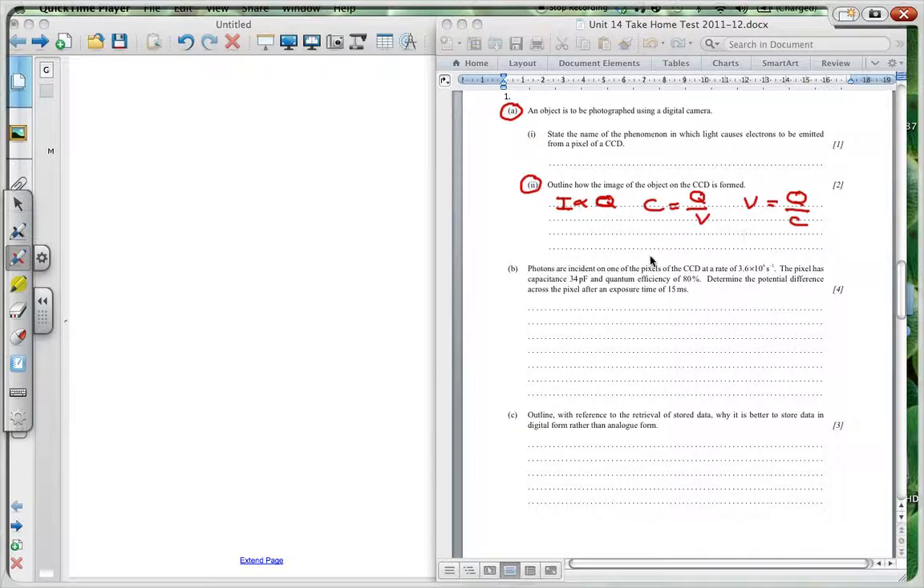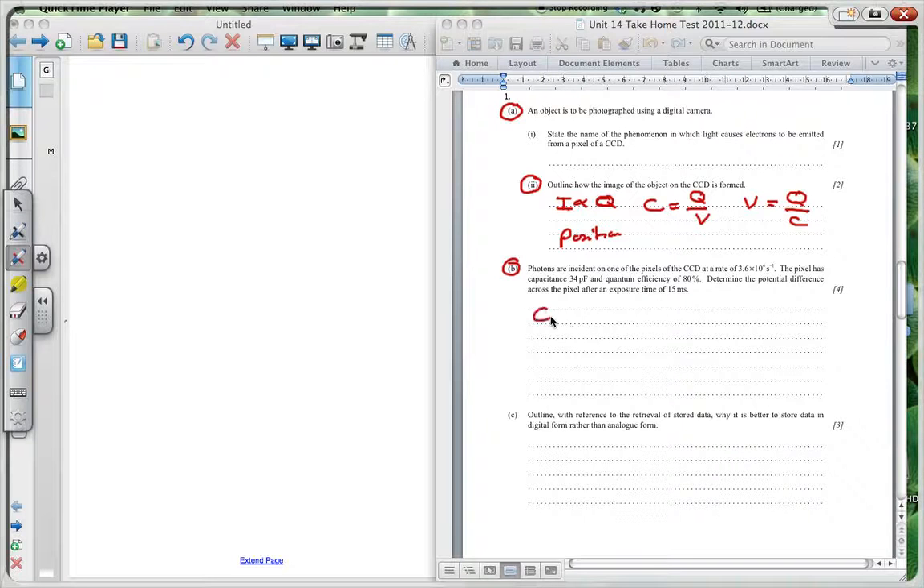So from that potential difference and also the position of the pixels within the CCD, you can form an image. For B, it says photons are incident on one of the pixels of a CCD at a rate of 3.6 times 10 to the 6 per second. The pixel has a capacitance of 34 picofarads and a quantum efficiency of 80%. Determine the potential difference across the pixel after an exposure of 15 milliseconds.